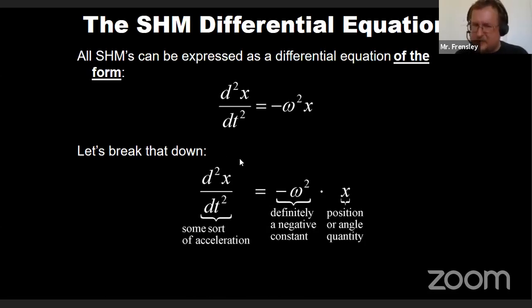Is it meters per second squared? Then this has got to be meters. Is this radians per second squared? This has got to be radians. What's this thing right here? What's this w? It's actually the Greek letter omega, the lowercase version of omega.